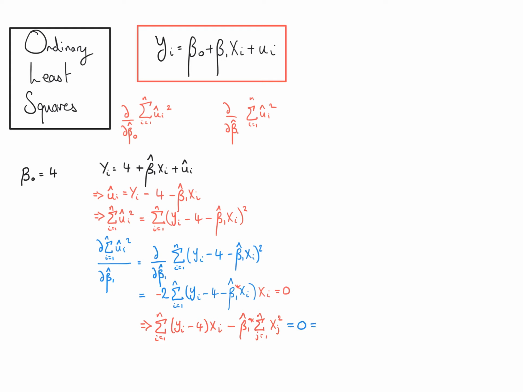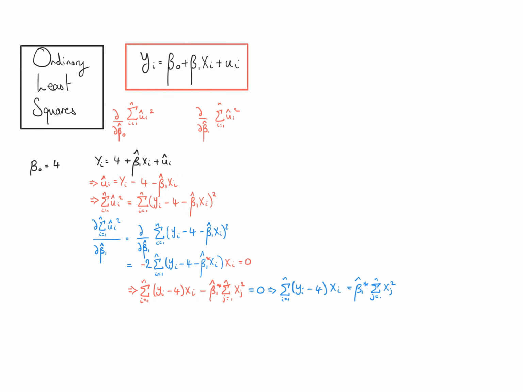So then we can rewrite this again. We're going to move the beta 1 hat, sum of the x squareds, over to the right hand side. So we can write that the sum of the yi minus 4 times xi is equal to beta 1 hat star times the sum of the x squareds.